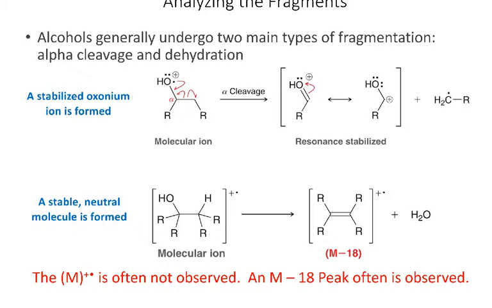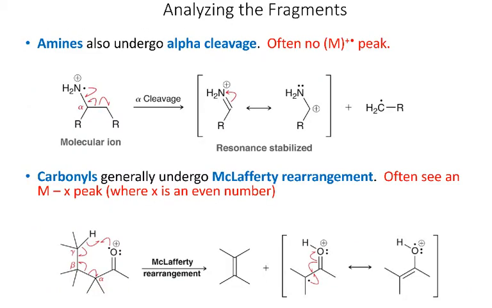Just like alcohols, amines often undergo an alpha cleavage, where next to the carbon-nitrogen bond, we often break that. And then carbonyls undergo what's called a McLafferty rearrangement. For alcohols, amines, and carbonyl groups, we often don't see the molecular ion peak. In the case of carbonyls, we often see an M minus X peak, where X is some even number. There are no examples in the book of this McLafferty rearrangement, so I wouldn't worry as much about this. And like I said before, I've got an example in the next video on how an alcohol typically fragments.